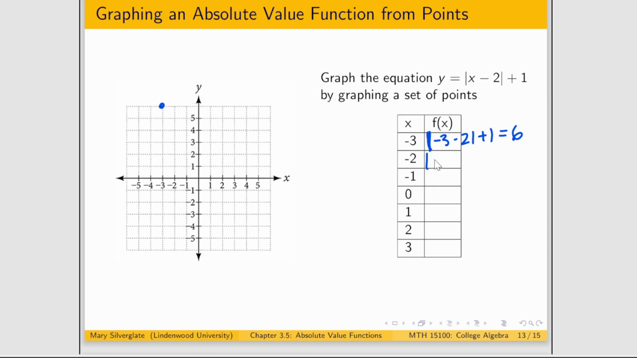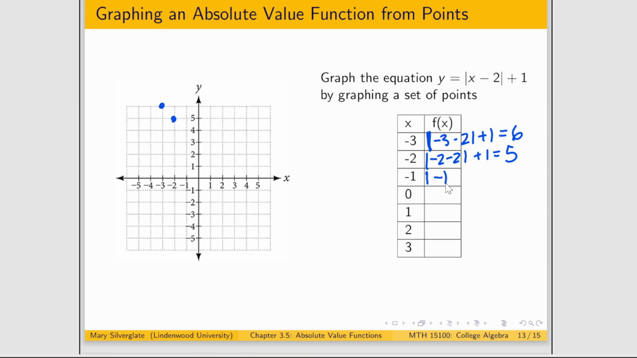Similarly here, I plug in negative 2: negative 2 minus 2 plus 1. Negative 2 minus 2 gets me negative 4. Absolute value of negative 4 is positive 4. Plus 1 gets me 5. So we have a point at (-2, 5).